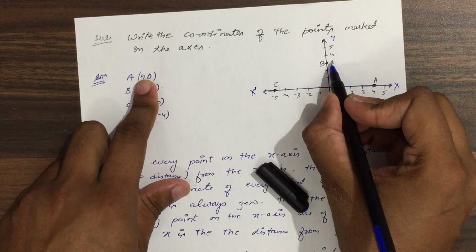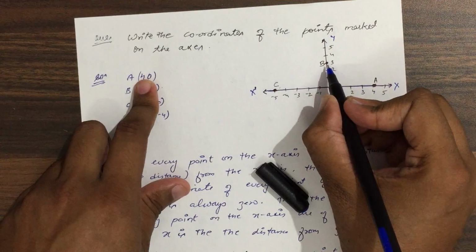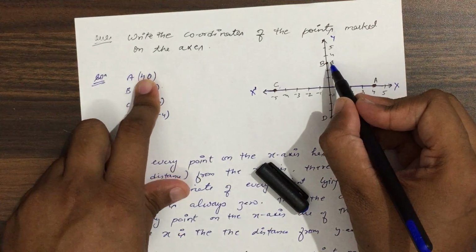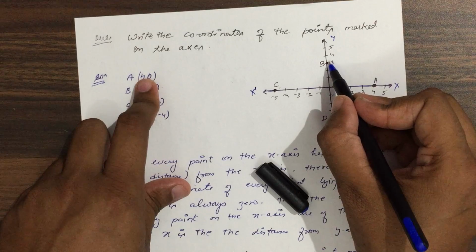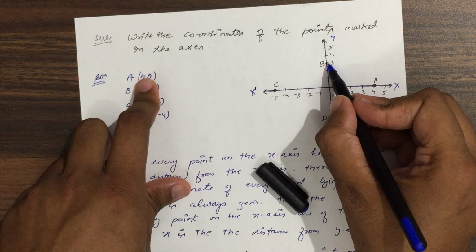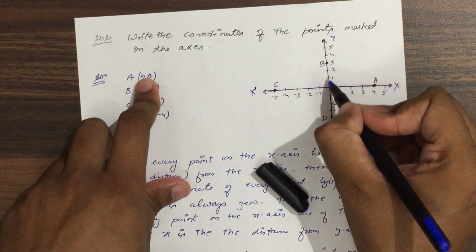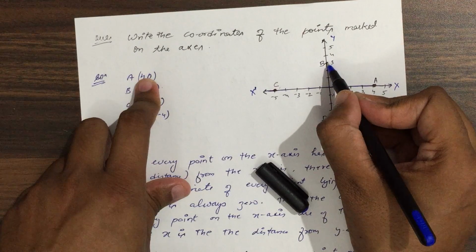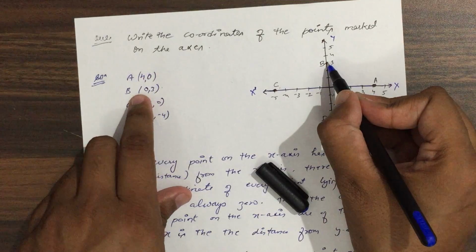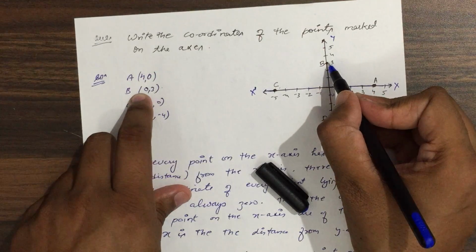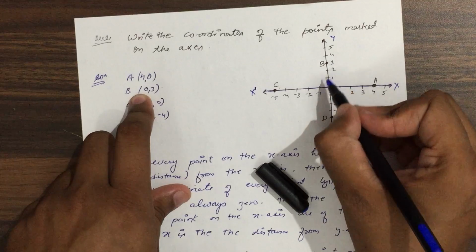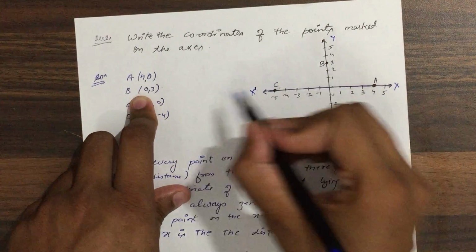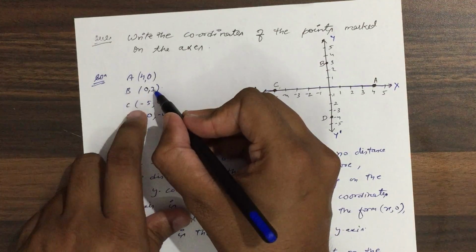Now look at point B. First of all, we will find the x coordinate. The x coordinate is the perpendicular distance from the y-axis. This point already lies on the y-axis, so there is no distance from the y-axis, so the x coordinate will be 0. And the y coordinate is the perpendicular distance from the x-axis, so the perpendicular distance will be 3. So its coordinates will be (0, 3).